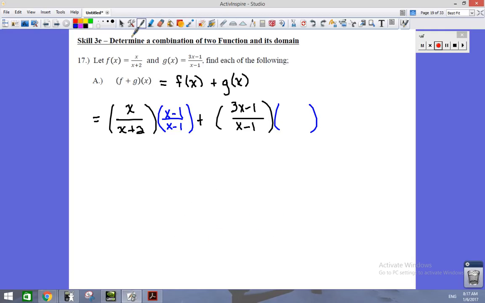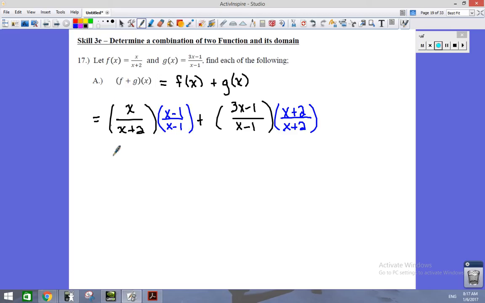All right, so in the second term, I have the factor of x minus 1, but I'm missing this other factor of x plus 2. So again, it's the same idea. I'm going to multiply by the number 1, but this time I'm going to write 1 as x plus 2 over x plus 2. Now, when you multiply fractions, it's so much easier than when you add or subtract, because when you multiply, you just multiply straight across the numerator and straight across the denominator.